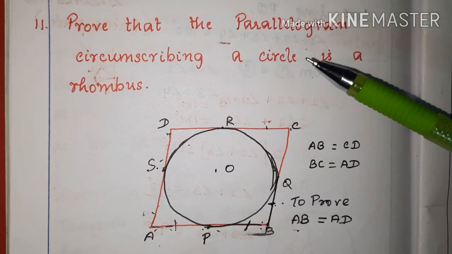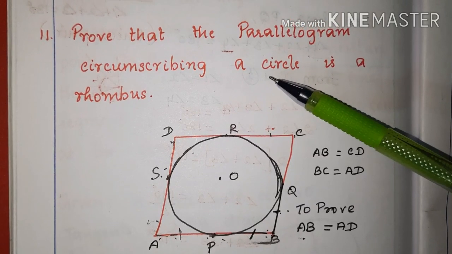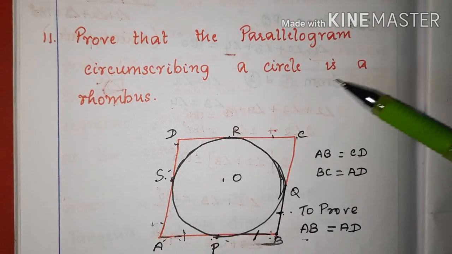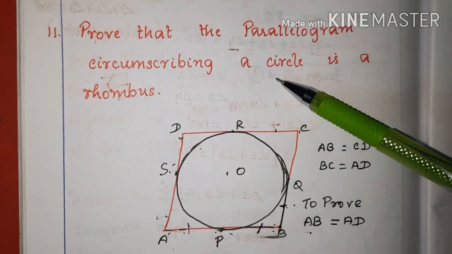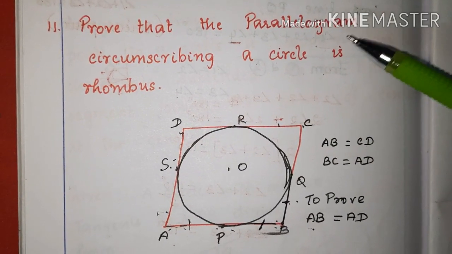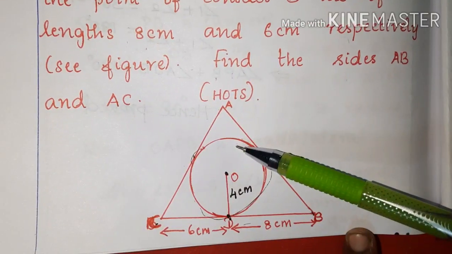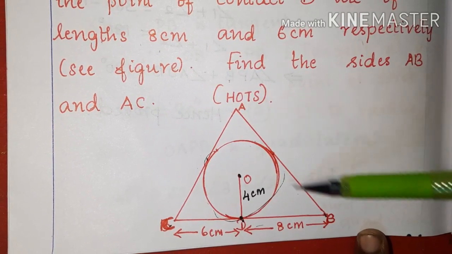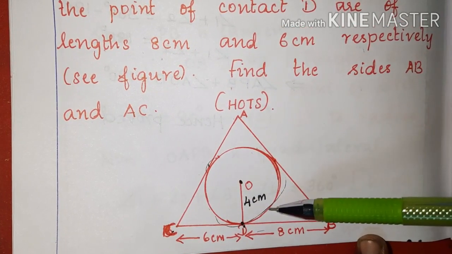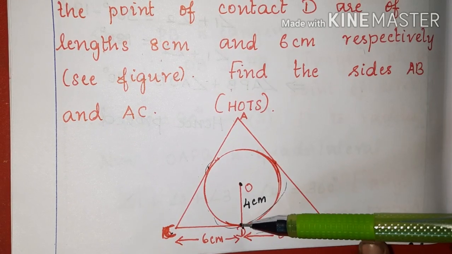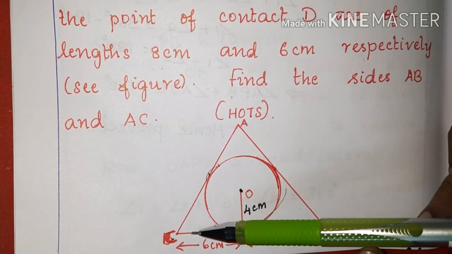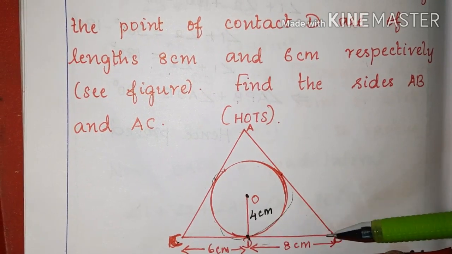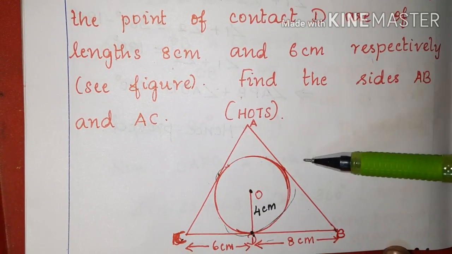And even one more sum you have proved, that a parallelogram circumscribing a circle is a rhombus. So this is another important result which you have done as homework. And then there is a sum where a figure is given in which a triangle circumscribes a circle with radius 4 centimeter, and along one side the measurements are given for both the segments, that is CD and BD, and you are asked to find the other two sides.